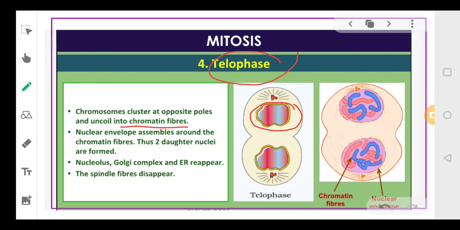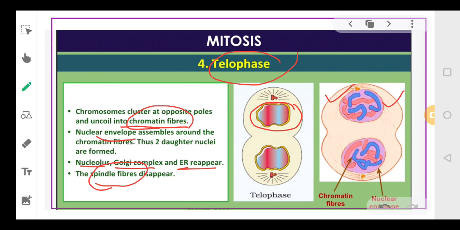ठीक है ना? अब आपके क्रोमोसोम्स जो हैं ऑपोजिट पोल्स पर पहुंच जाएंगे. ये क्रोमोसोम्स जो हैं बेटा, ये वापस से अनकॉयल हो जाएंगे, वापस से डीकंडेंस हो जाएंगे, और they will now again appear in the form of chromatin fibers. And secondly, a nuclear envelope will start appearing around these chromatin fibers. और एक nuclear envelope है जो इन chromosomes के around formation उसकी start हो जाएगी. न्यूक्लियोलस रीअपियर हो जाएगा, गोल्गी apparatus दोबारा से रीअपियर हो जाएगा, endoplasmic reticulum will also reappear, and the spindle fibers will disappear.